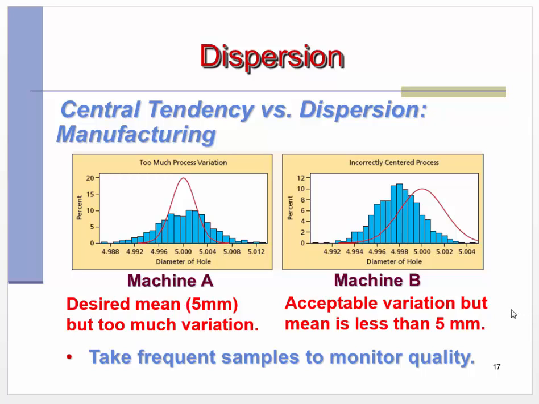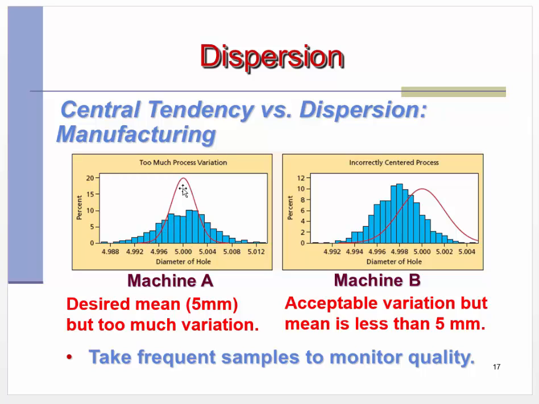Let's talk about central tendency versus dispersion, right? The mean and variance, for example. In manufacturing, this is used to check for quality assurance and quality improvement. If you look at two machines, machine A and machine B, they both are supposed to drill a hole in a steel plate, for example. The diameter of the hole is supposed to be 5 millimeters. That's the desired mean, right? And what do you think about this one? There's one machine, right?